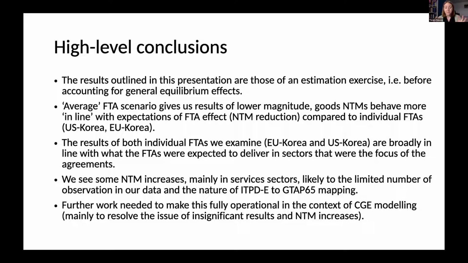Then when we look at the two FTAs, so the EU-Korea and US-Korea FTAs, and compare the results to what was expected ex ante, before or during the negotiations, and those expectations were outlined by the EU, the European Commission and the US ITC, we find that we do see reductions in the sectors that were highlighted as sectors of focus for the FTA.